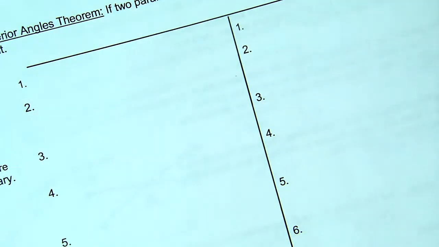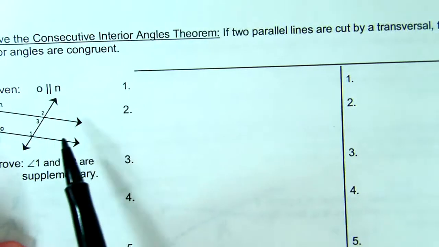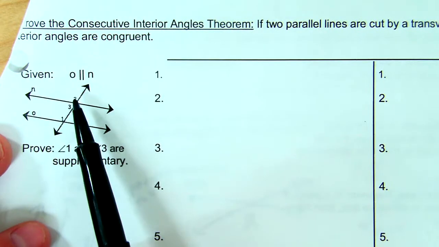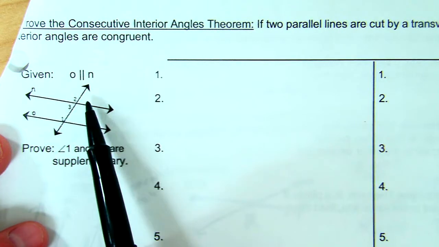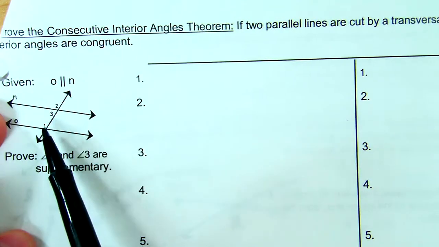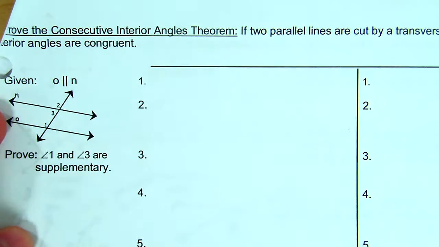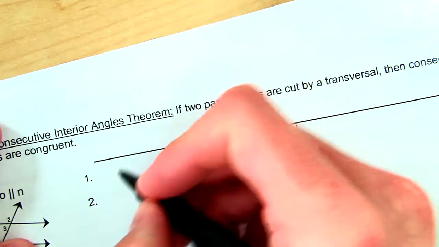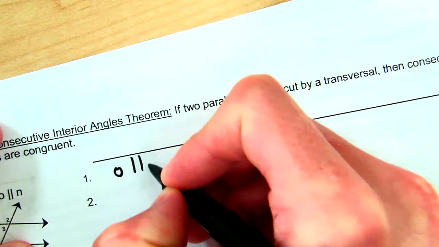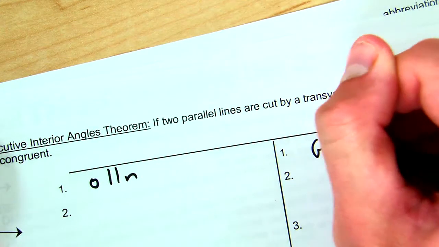In this one, we're trying to prove the consecutive interior angles theorem. Looking here, if we're given that O is parallel to N, what we're trying to prove is that angles 1 and 3 are supplementary. So once again, we start with our given. We say that O is parallel to N, and that is our given.